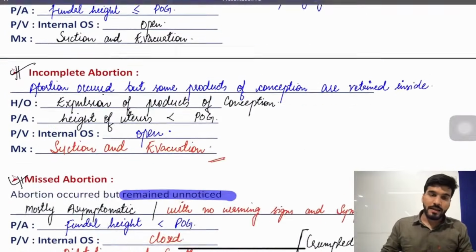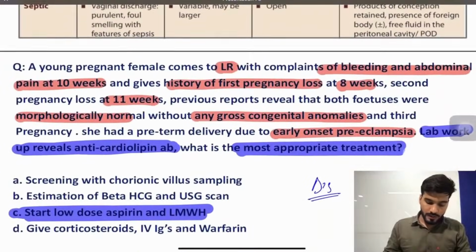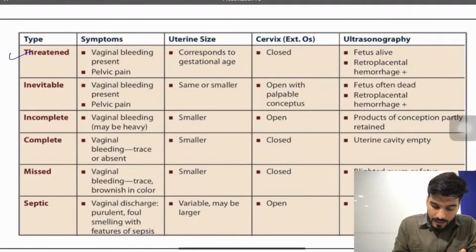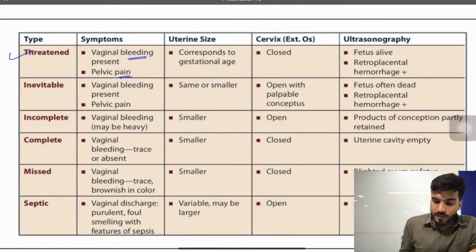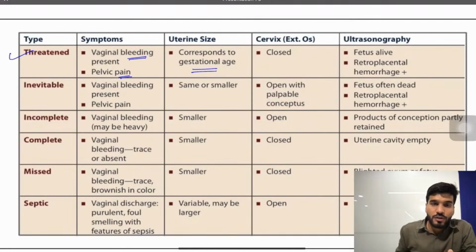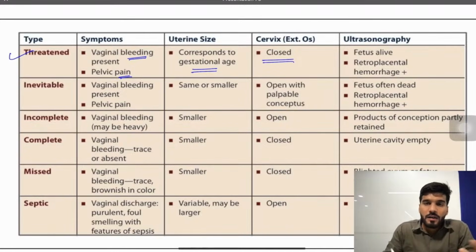Okay. Now, in one table, if we recall all these types of abortion, guys, threatened, I've already discussed that the patient will complain of vaginal bleeding with pelvic pain. The uterine size, the height of the uterus, corresponds to the gestational age. The os is closed and the fetus is alive. There is a retroplacental hemorrhage present, and the management you already know: bed rest plus progesterone.